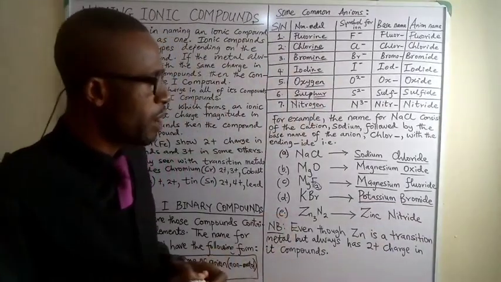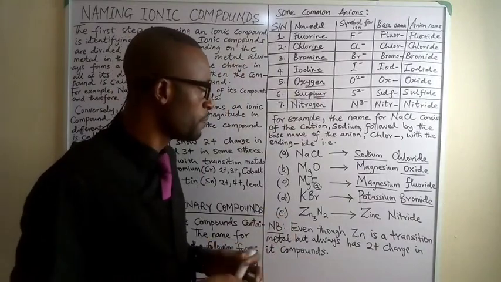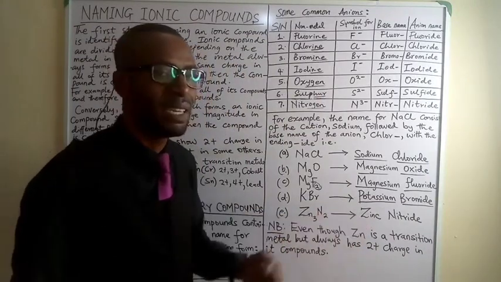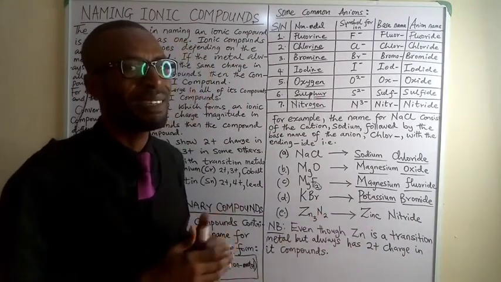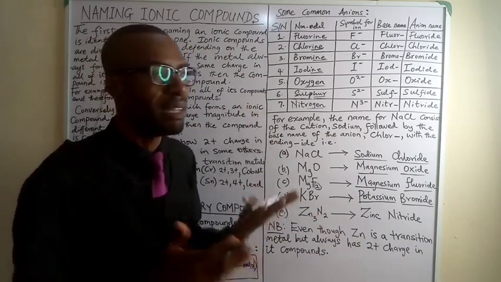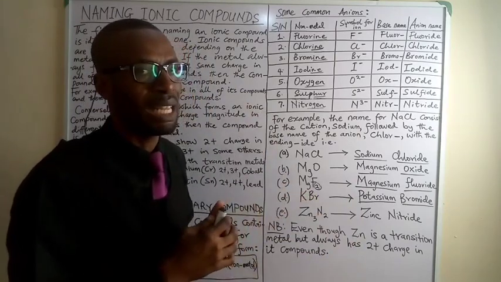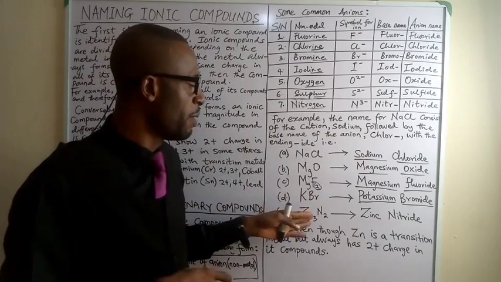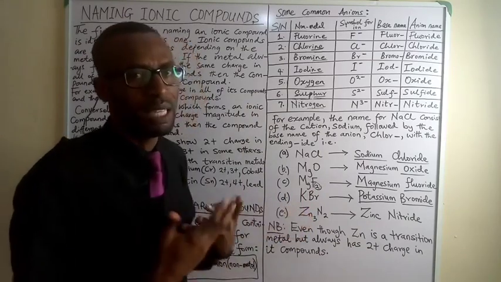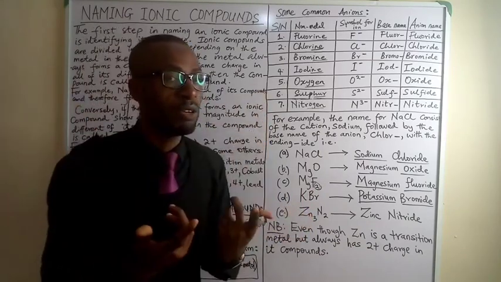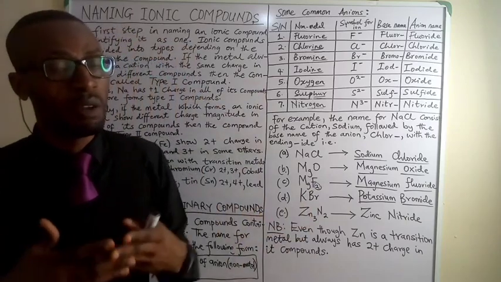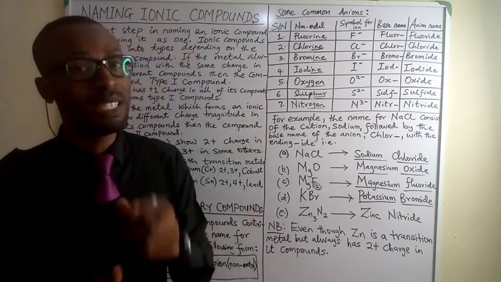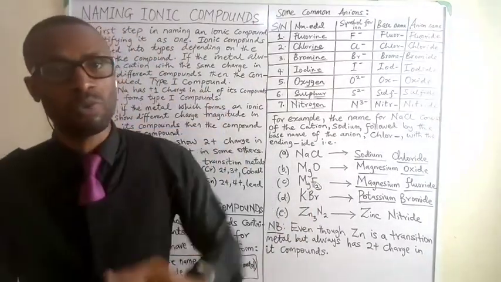Here, this is where it becomes a little bit tricky, because you and I know that zinc is a transition metal. It doesn't belong to the main group elements. So if we are going to classify this compound, it's supposed to be a type 2 ionic compound, which is made from what? Transition elements. But there will always be exceptions to any rule.